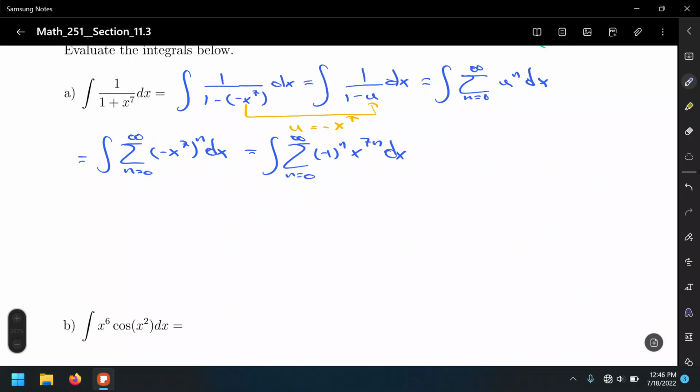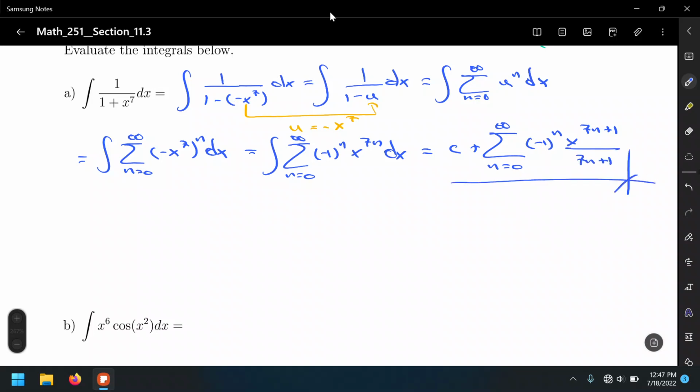And to integrate this series, all you have to do is focus on the x to the n, in this case x to the 7n. So if we integrate, this will be C plus the series sigma n equals 0 to infinity of negative 1 to the n times x to the 7n plus 1 over 7n plus 1. That's simply the general power rule. All right.